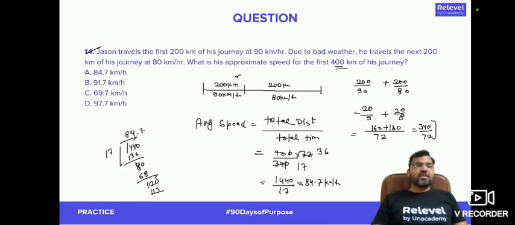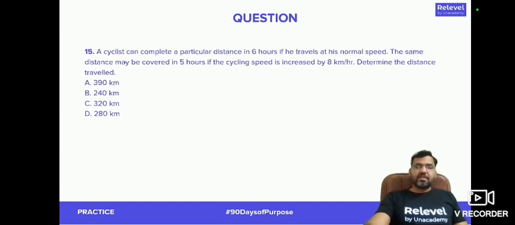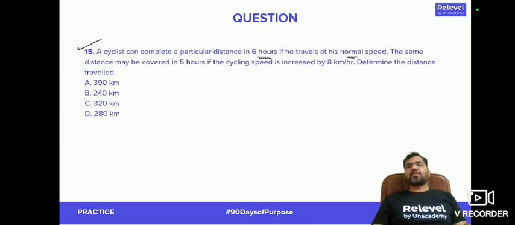That's the average speed. Option A is the correct answer of the question. Moving on to question number 15. A cyclist can complete a particular distance in 6 hours if he travels at his normal speed. The same distance may be covered in 5 hours if the cycling speed is increased by 8 km per hour. Find the distance traveled. Again, a question of proportionality.